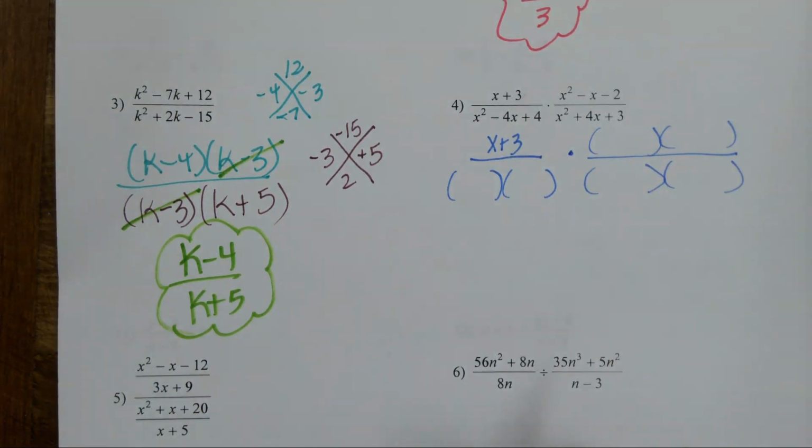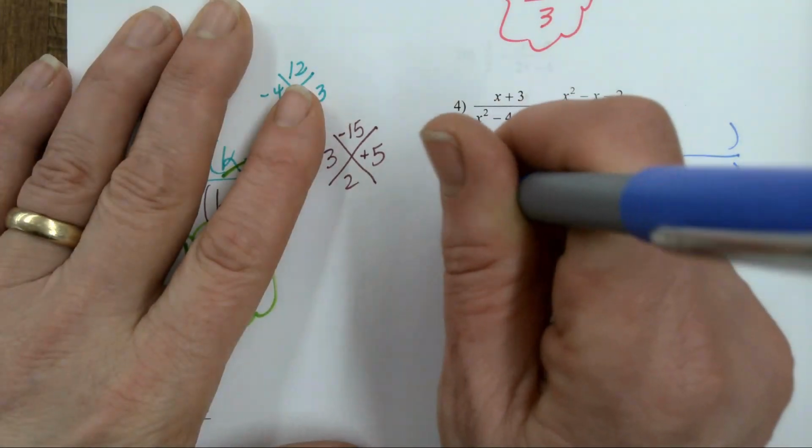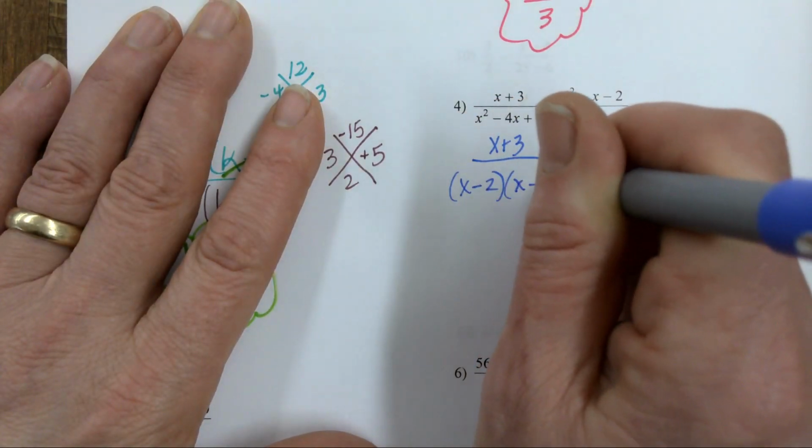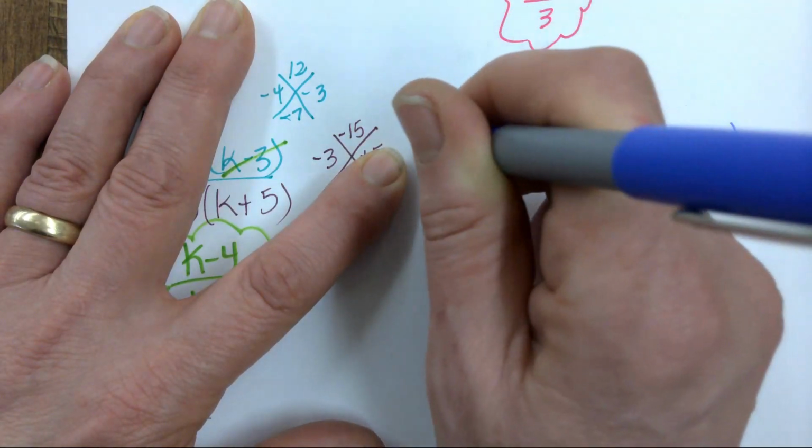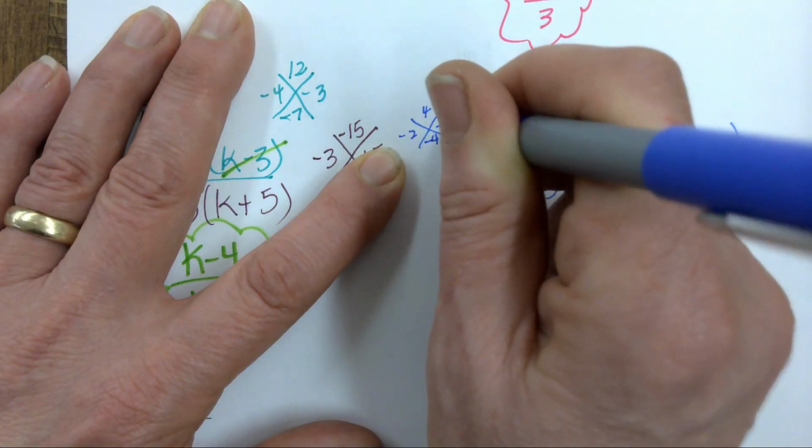How's our factoring feeling? Anybody think they can factor the denominator of the first pretty easily? Jonathan, what'd you get? X minus 2, x minus 2. We're looking for two numbers that multiply to be positive 4, add to be negative 4. That's negative 2 and negative 2.